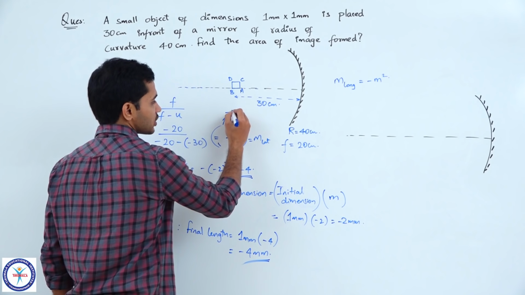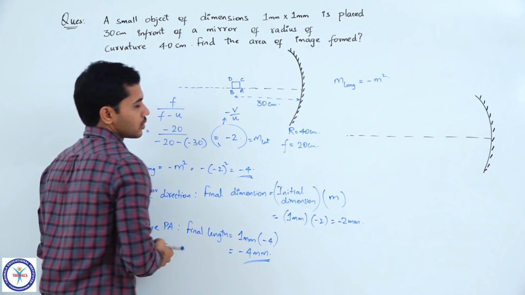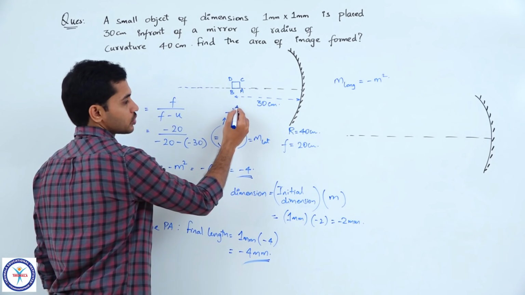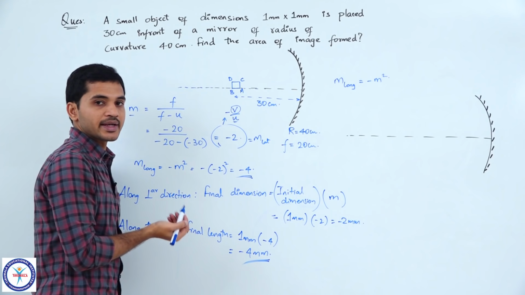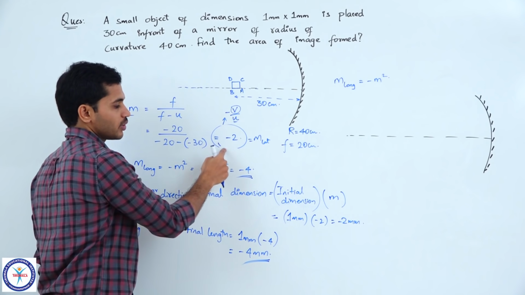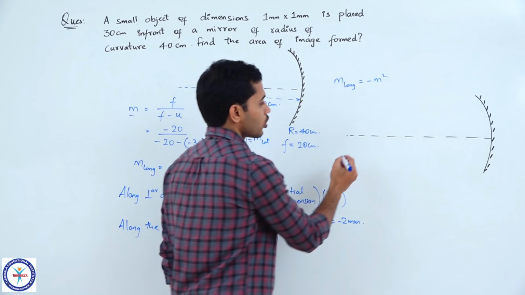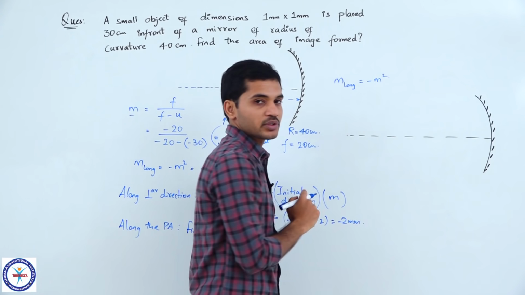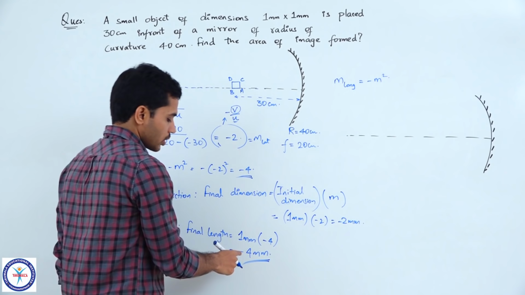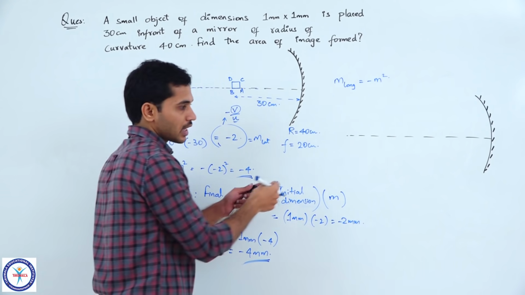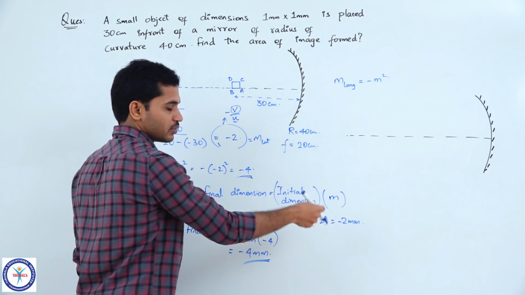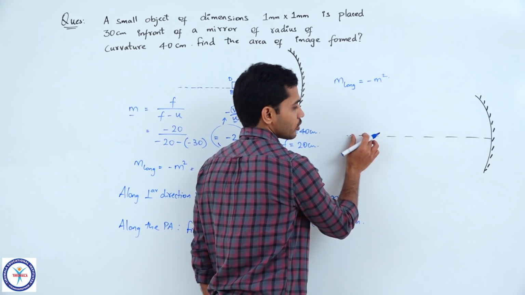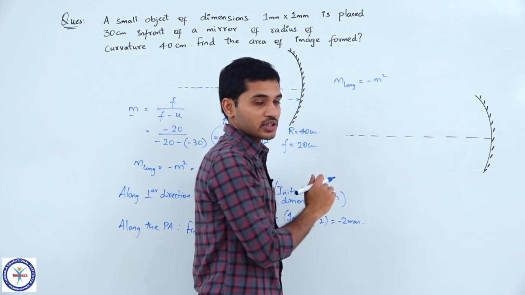We know that magnification is minus v by u, right. So, this u is minus 30. So, how much should this v be? Minus 60. Then the ratio will be minus 2. So, the image which is formed should be formed at a distance of 60 centimeters from the mirror, and also it should be 4 millimeters along the principal axis, 2 millimeters perpendicular to the principal axis. So, I should be drawing it somewhere over here at 60 centimeters, right.